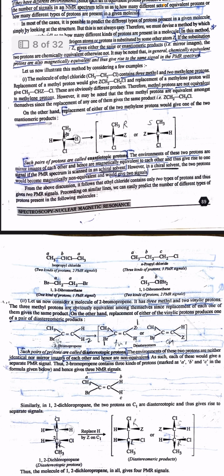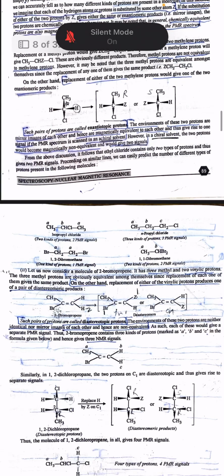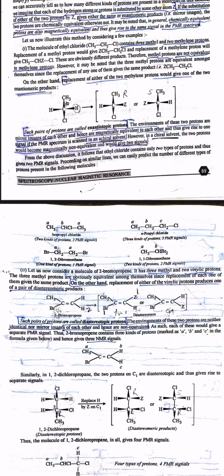If the PMR spectrum is scanned in a chiral solvent, however, the two protons would be magnetically non-equivalent and would give two signals. From the above discussion, it follows that ethyl chloride contains only two types of protons and thus gives two PMR signals. Proceeding in a similar way, we can easily predict the number of different types of protons present in the following molecules.